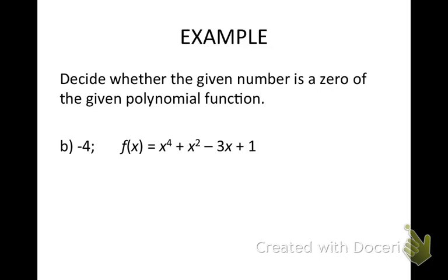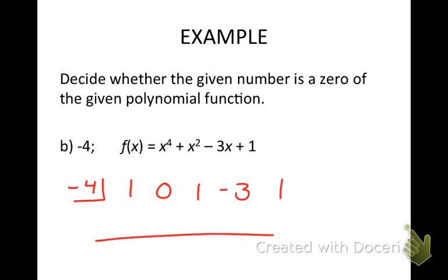So the number we're checking to see if it's a 0 is negative 4. Your function is f of x equals x to the 4th plus x squared minus 3x plus 1. Do we have a gap in that polynomial that I'm going to need a 0 for as a space filler? Yes, at the 3 mark. So negative 4 is going to go in the half box. 1, 0, 1, negative 3, 1. Go ahead and do your synthetic division. See if you can beat me to the punchline.